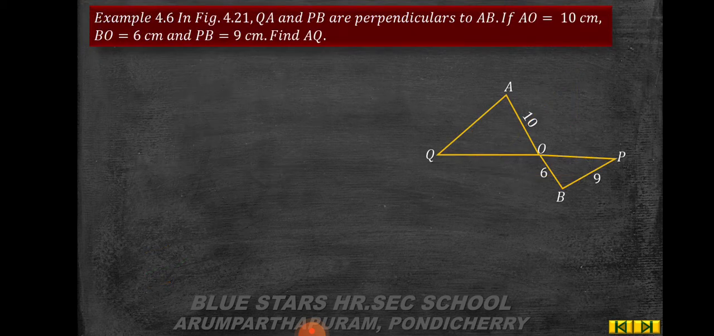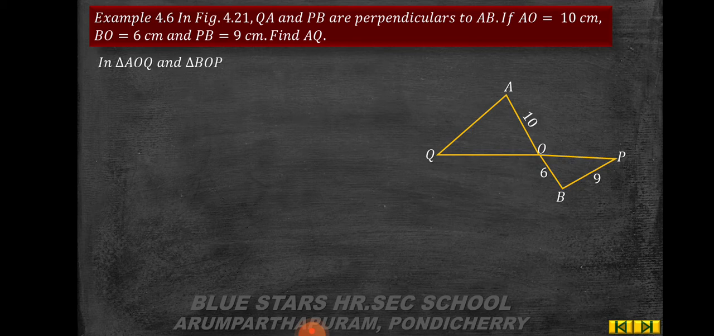Example 4.6. In figure 4.21, QA and PB are perpendiculars to AB. If AO is equal to 10 centimeters, BO is equal to 6 centimeters and PB is equal to 9 centimeters, find AQ.